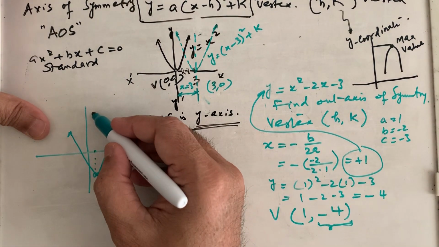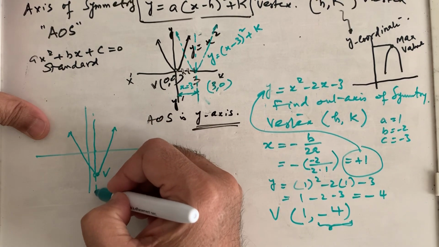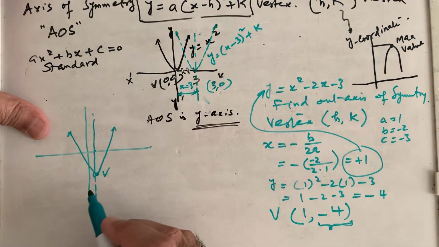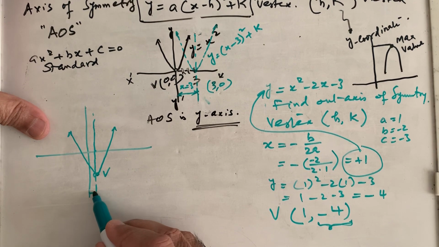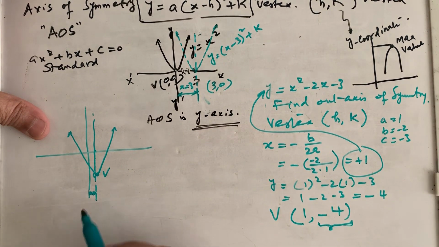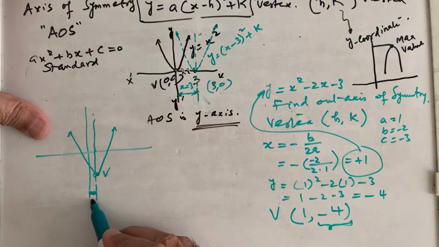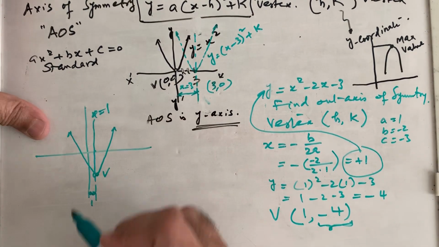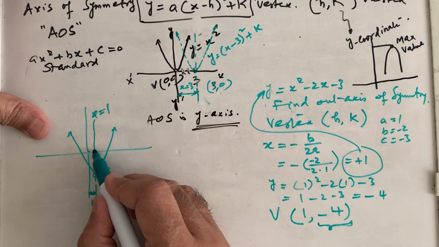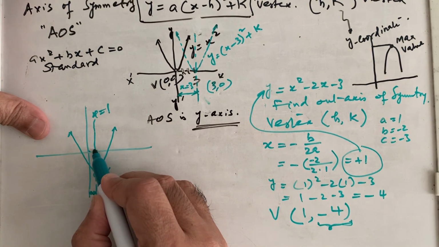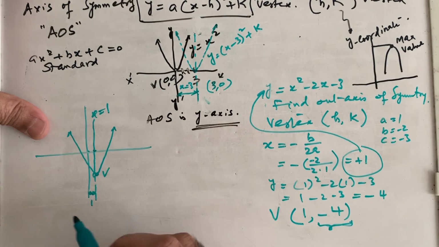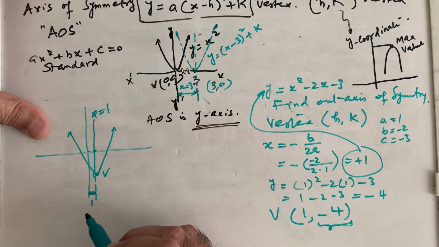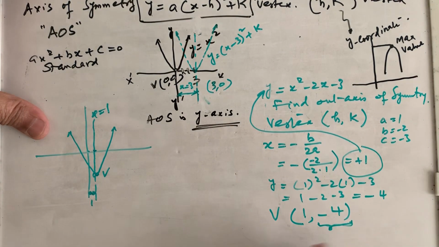What is my axis of symmetry? The axis of symmetry is right here. How far is this from this? This is 1 unit. So what is this equation? x equals 1. Always x equals 1 for this. Whatever coordinate you take on this line, x will be 1. So x equals 1 is the line of symmetry for this parabola.